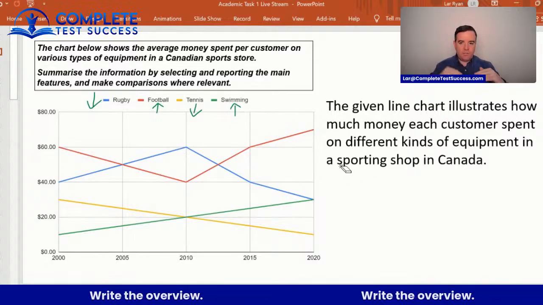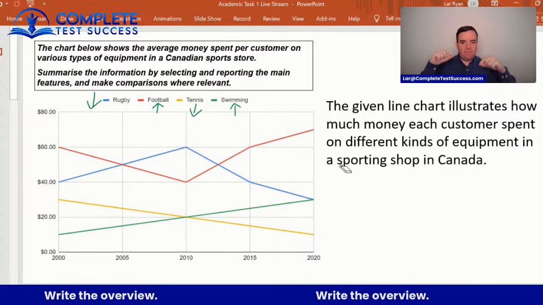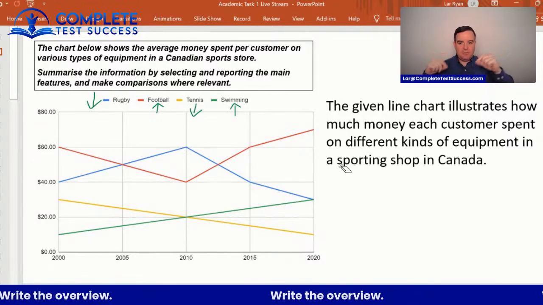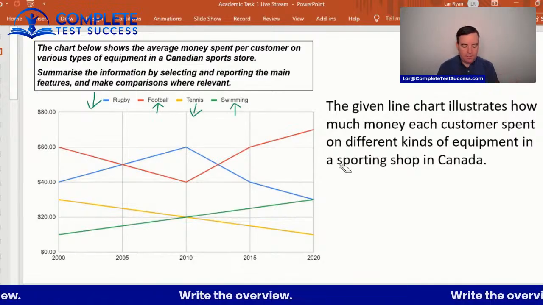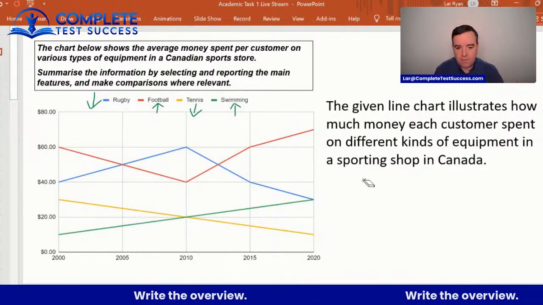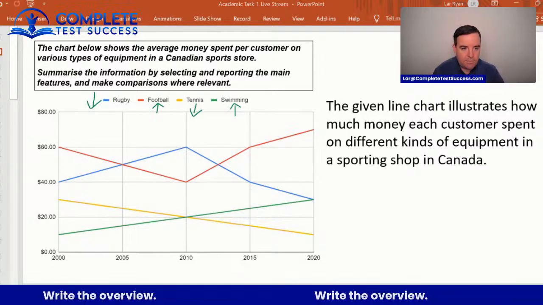But the problem is when you're trying to talk about highest and lowest, and you're trying to say football was highest, but it wasn't always highest, swimming is lowest, but it was only lowest for the first half, it becomes more complicated. Whereas just saying the increases and decreases first will always be a less complicated way to go about it.